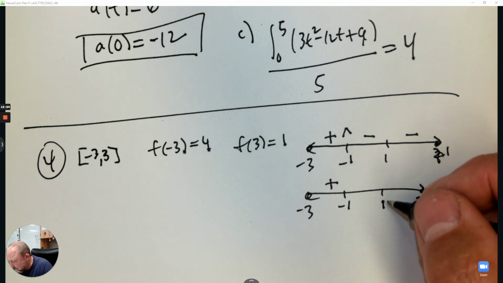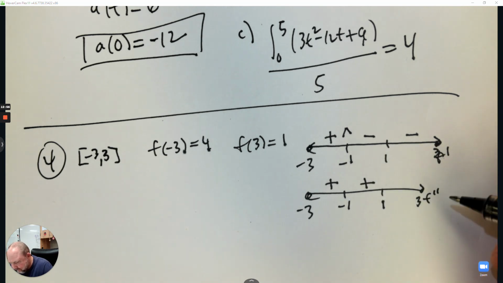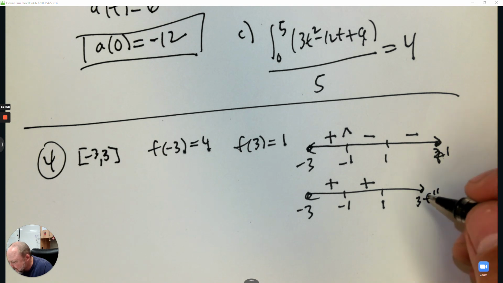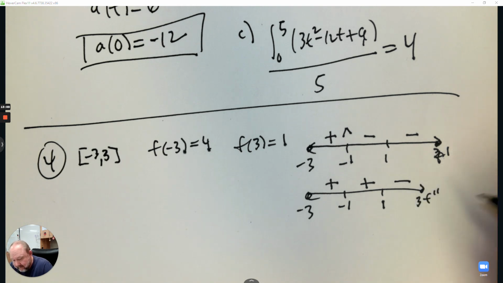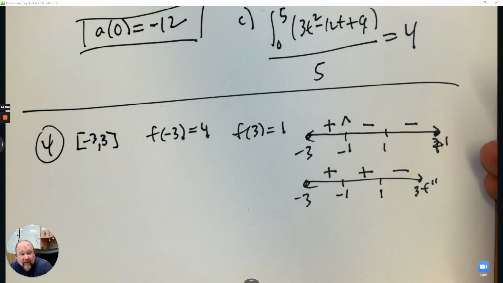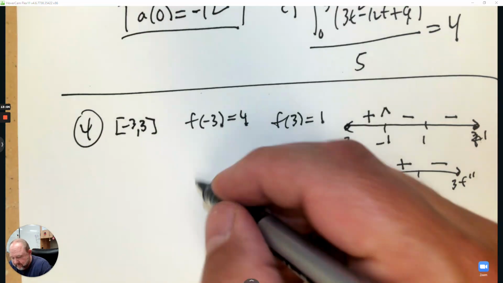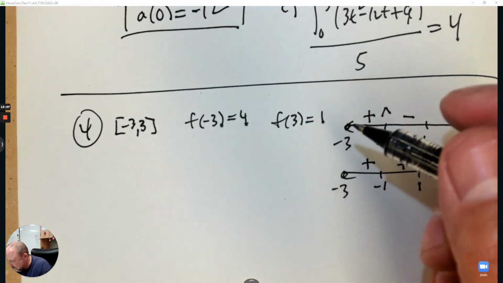And then from negative 1 to 1, it's again concave up. And then from 1 to 3, it's negative, which means we have a point of inflection at 1 because there's a sign change. And then it asks us some questions.